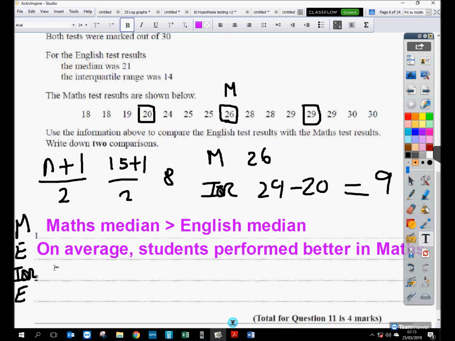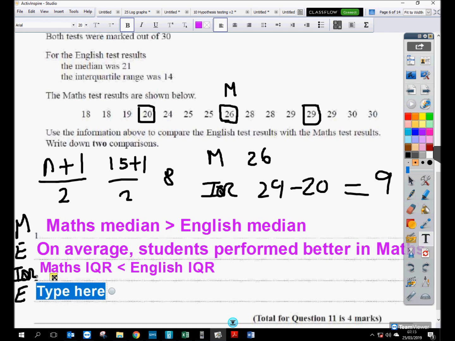And the next one, the IQR. I always prefer to say which one is smaller. So IQR for English is 14, but for maths it's 9. So maths IQR is less than English IQR. What does that mean? Okay, when the IQR is smaller, it means the data is more consistent. So maths test results are more consistent.